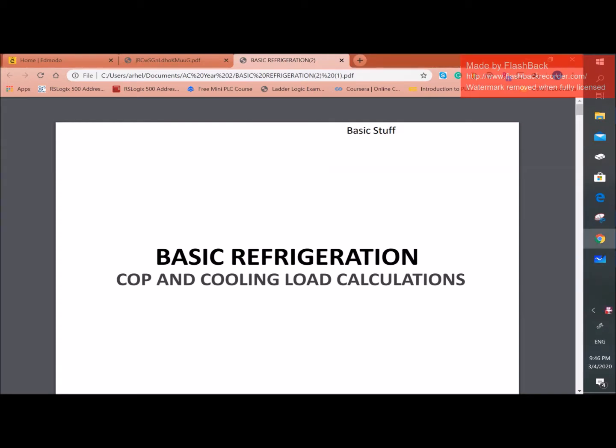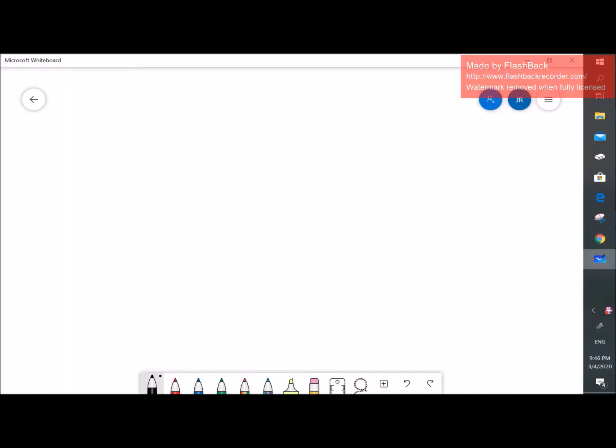Today I shall be explaining COP and cooling load calculations, all right? So I will be starting with the TS diagram. First I'll be drawing a TS diagram for an ideal vapor compression cycle.